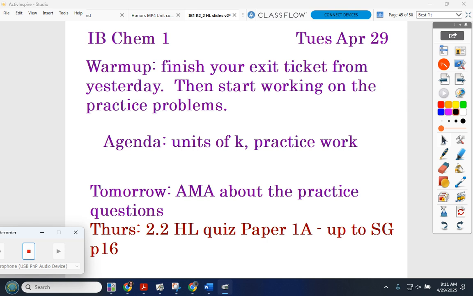So that's our plan, and this is going to be up through page 16 in the HL study guide. We're going to do the Arrhenius equation and activation energy separately. So it'll be everything up to that, because it's kind of a whole different ball of wax. I mean, it's not really a different ball of wax, but it's different enough that I want to put it on a separate mini unit of its own. Okay.